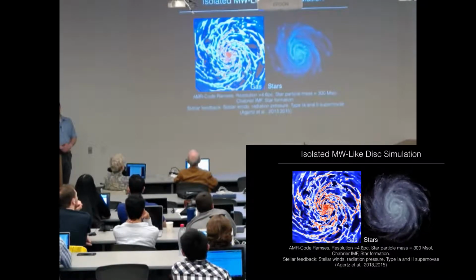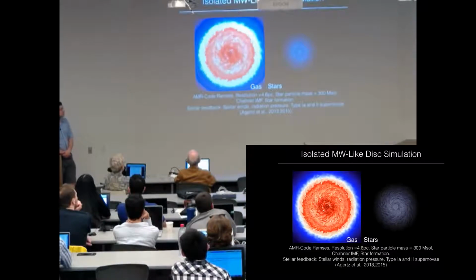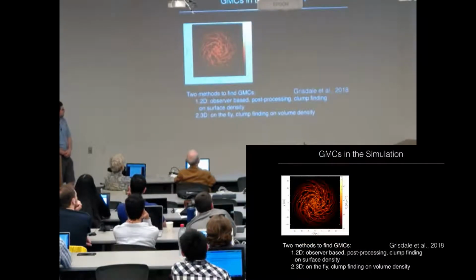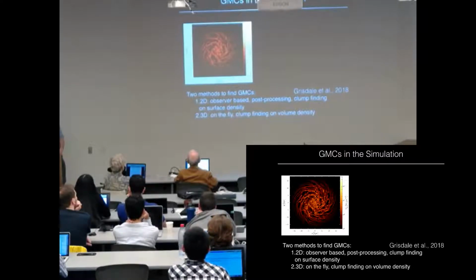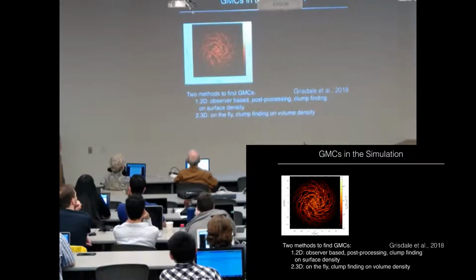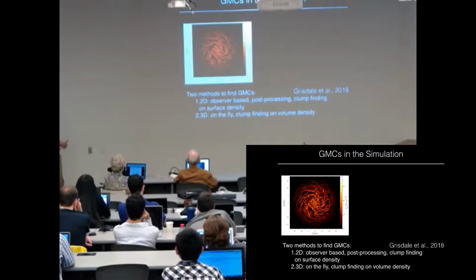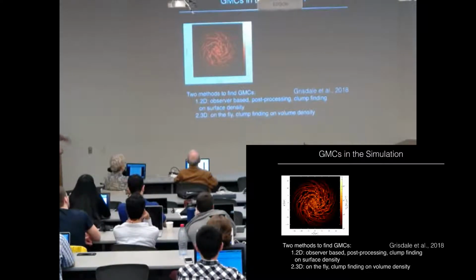In order to model the properties of GMCs, we actually need to identify them in the simulation. So if we take the surface density map here, we decided to make two different ways of identifying GMCs. The first one, which we call 2D, is where we take a surface density map of the molecular gas in the simulation, then apply a clump-finding algorithm and identify the GMCs that way. The second method, which we're calling 3D, is where we use a built-in clump finder inside Ramses and identify GMCs using the full information that we have, with a 3D volume rather than a 2D surface.